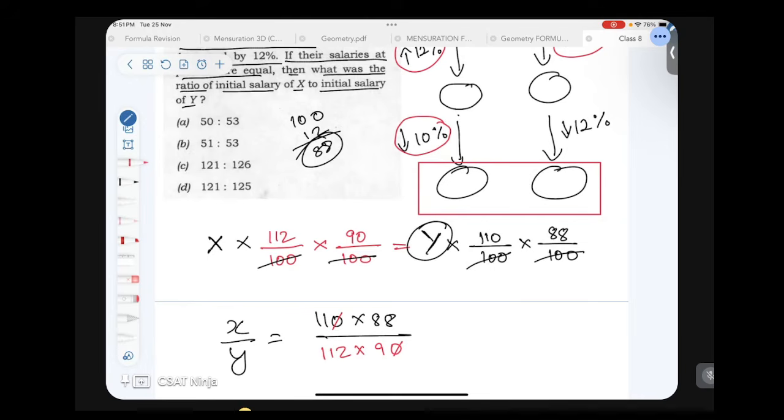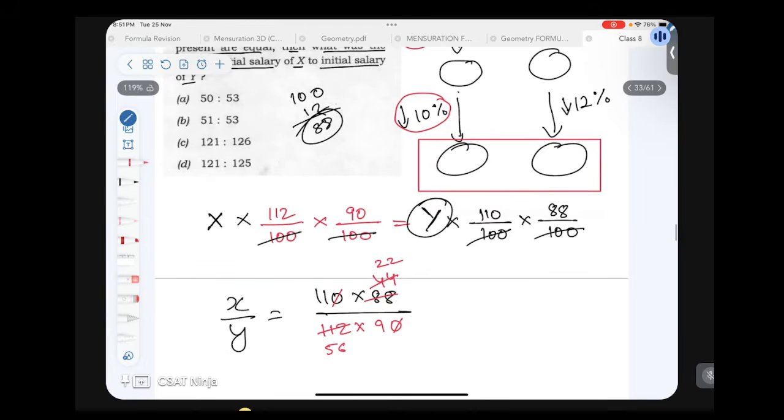And what is it? Can we reduce? 2 4s are 8, 2 4s are 8. 2 5s are 10, 2 6s are 12. 2 2s are 4, 2 2s are 4. Or can we reduce by 5? 4. 4 11s are 44. 4 1s are 4, 4 4s are 16. So 11 into 11 is 121 divided by 9 4s are 36, 6 carry in hand, 9 1s are 9 and 12. So we are getting how much? 121 is to 126, which is option number C.